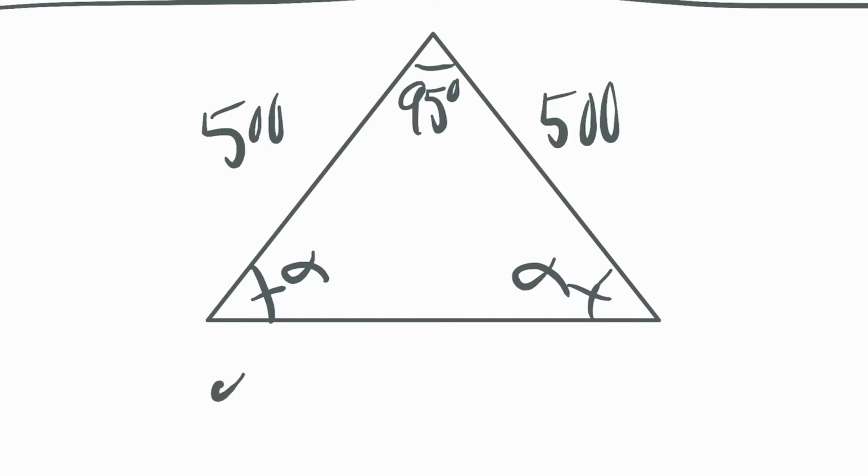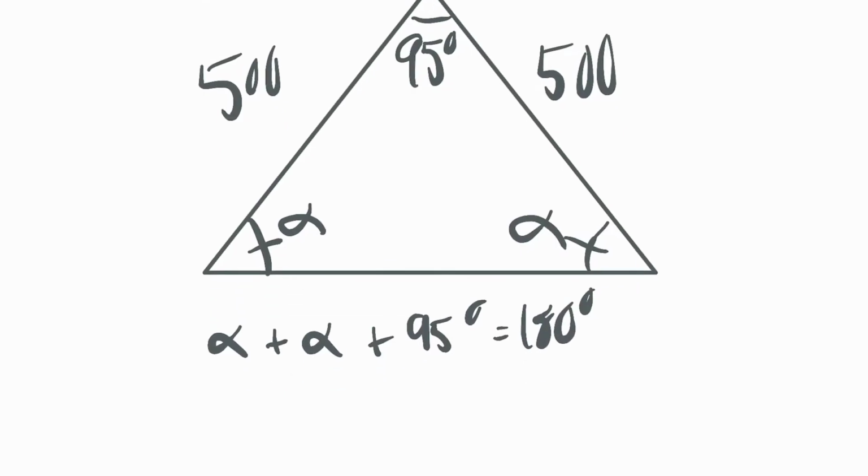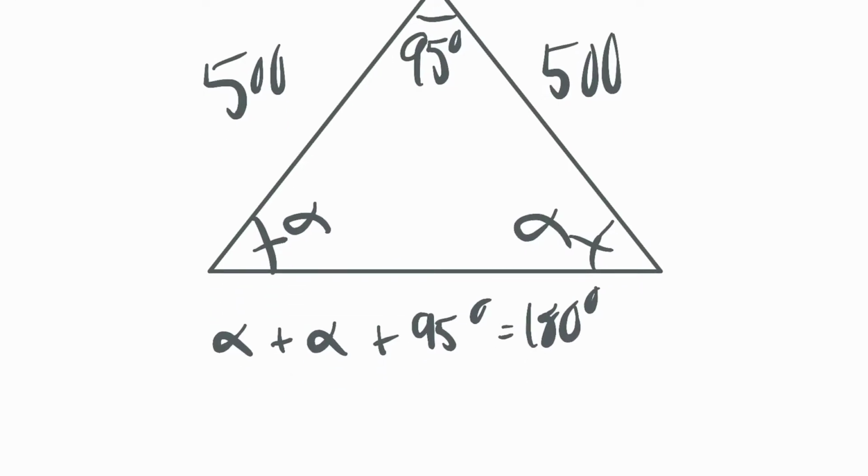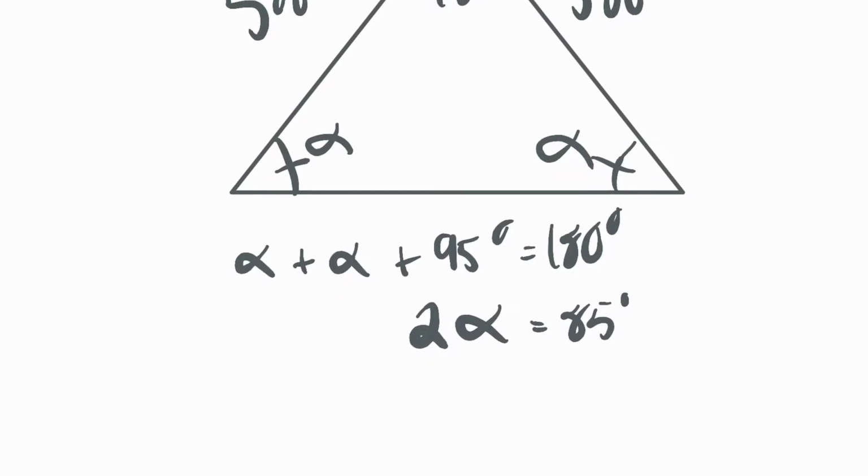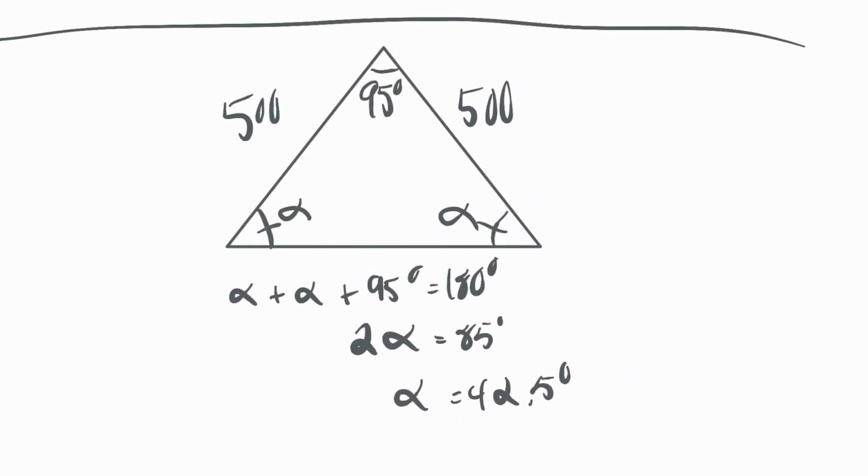Well, alpha plus alpha plus 95 degrees, that's 180, right? So that means that if we add alpha and alpha, we get 2 alpha, right? If we subtract 95 on both sides, we get 85 degrees. So that means that alpha is 42.5 degrees. So that means we can find out L2 using the law of sines without assuming anything, right?